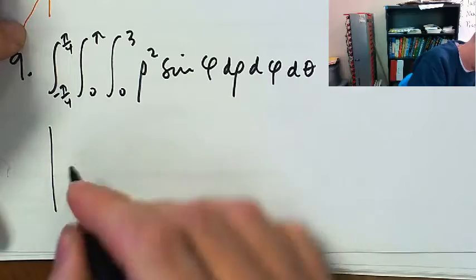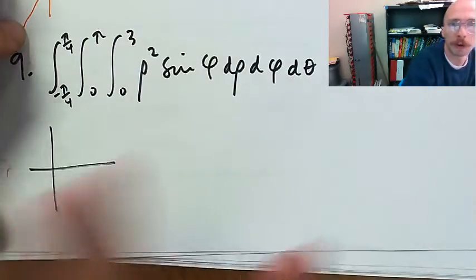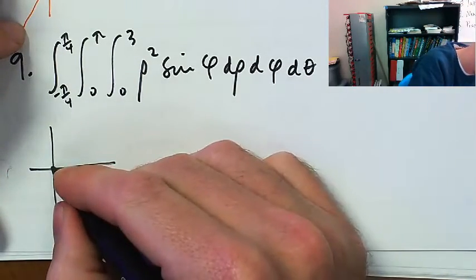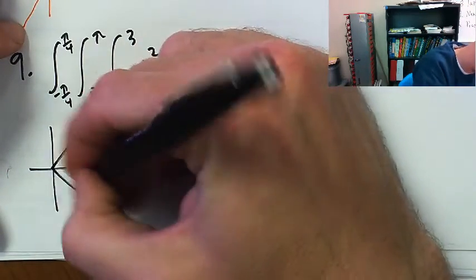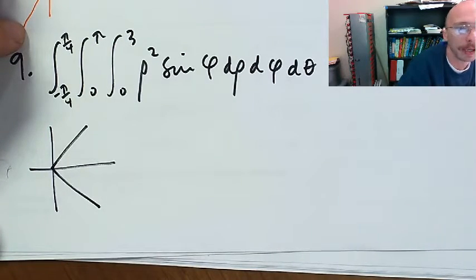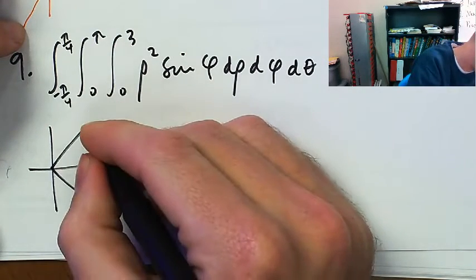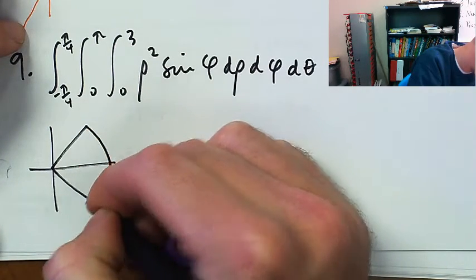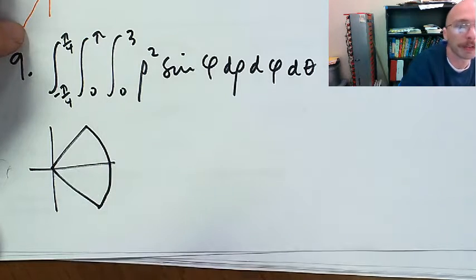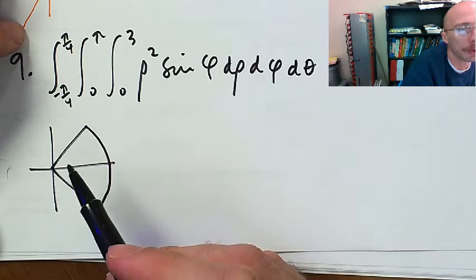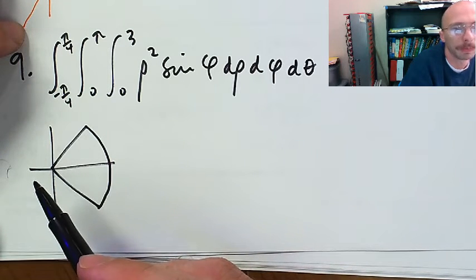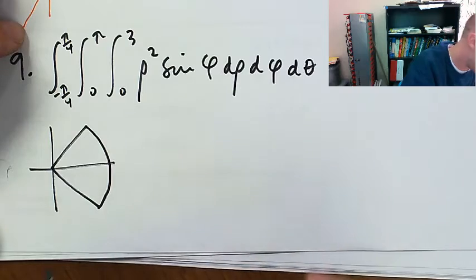Let me draw maybe the very top view. So that's pi over 4. There's negative pi over 4. Okay, we go out to rho equals 3. Well, that's just going to be like that, where that intercept right there is 3. And we're really looking at it from the top. Okay, so in some sense, it's going to be a quarter of a sphere. Okay, this is the top view.